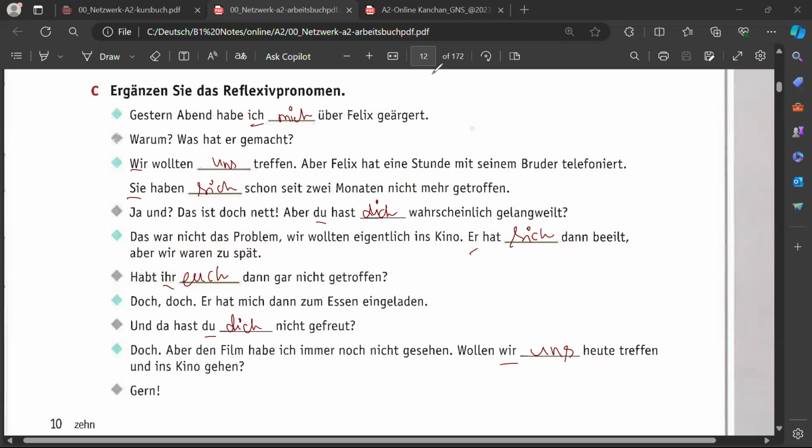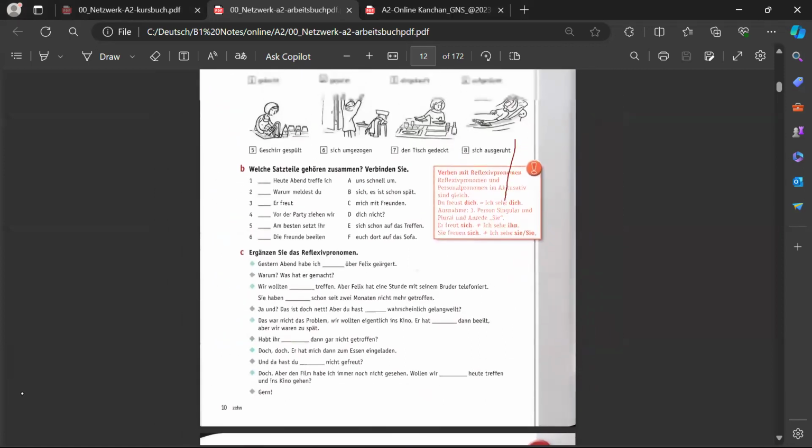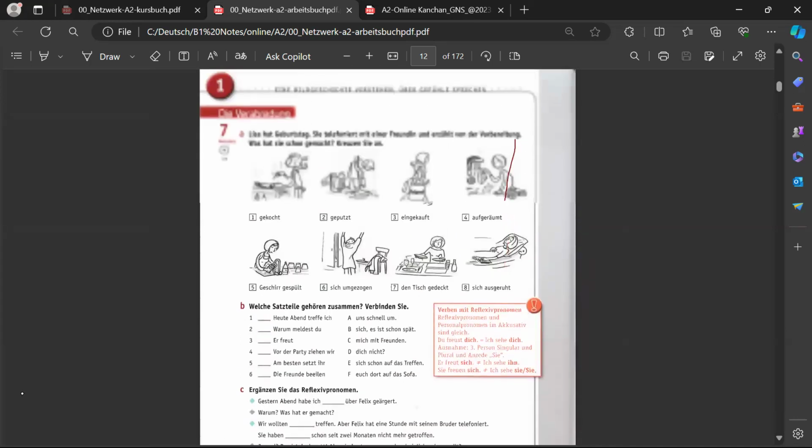Any doubt here? This is the first topic we have done today from the A2, and that is reflexive verben. The uses of reflexive verbs along with the reflexive pronoun, which can be seen with sich.